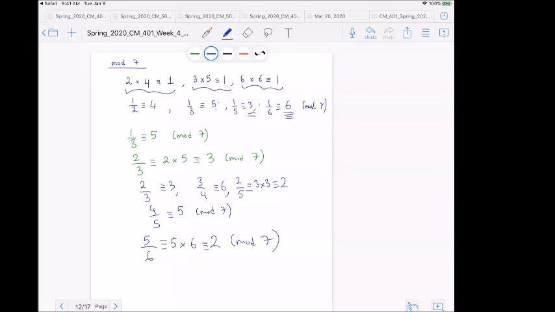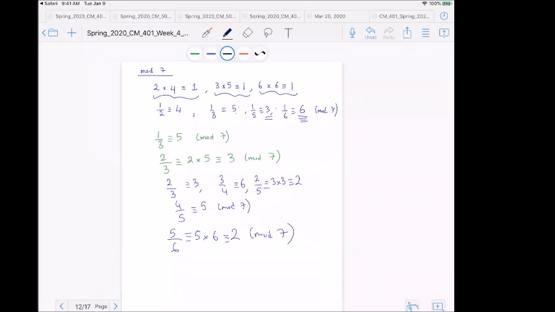Now, what about 1 over 7? Can we write 1 over 7 in mod 7? No, right? Because we cannot have 7 in mod 7. 7 is 0 in mod 7, so that would be dividing by 0. And we cannot divide by 0.